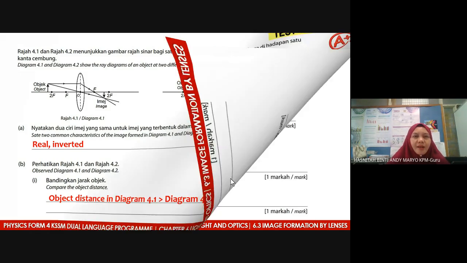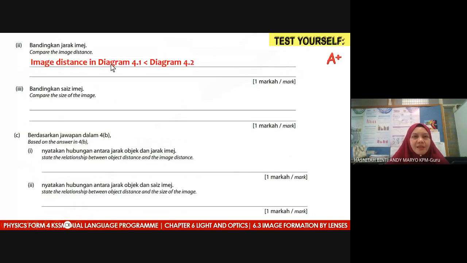Then compare the image distance. The image distance in 4.1 is less than in diagram 4.2. Just check from the drawing. Compare the size. Which one is bigger? 4.2 has a greater size. So we can say the size of the image in diagram 4.1 is less than that in diagram 4.2, or vice versa.